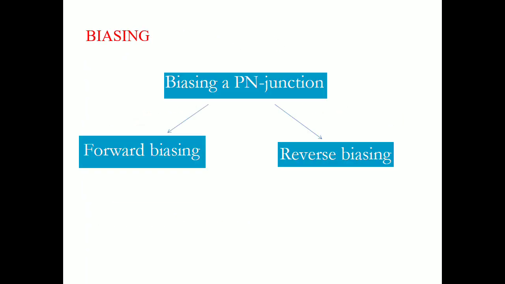So how to analyze the characteristics? By means of applying an external potential. Applying an external potential is called biasing. Biasing means we are giving an external power supply to the PN junction diode, and simultaneously we are analyzing the characteristics of the PN junction diode. This biasing is classified into forward biasing and reverse biasing. So let us move on to the forward biasing.